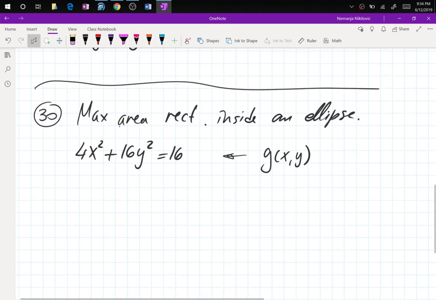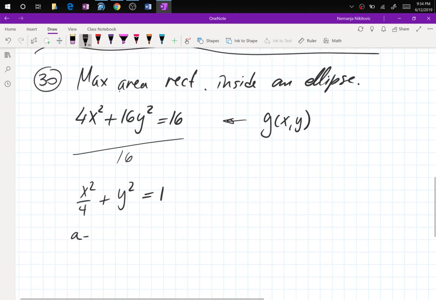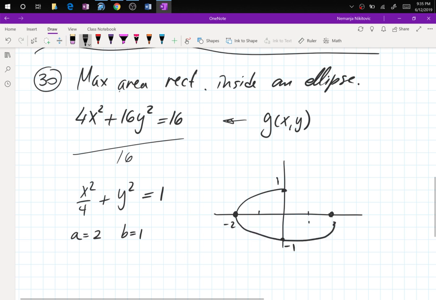Now, what I need to do is draw these things so I know what equations to use, right? I'm going to divide everywhere by 16, and then I have x squared over 4 plus y squared equals 1. So this means that my radius a, which is left and right, is 2, and radius b, which is up and down, is 1. That helps me graph my ellipse. Left and right is 2, so 2 and negative 2, and up and down is 1. Then I draw the ellipse through these. Terrible.